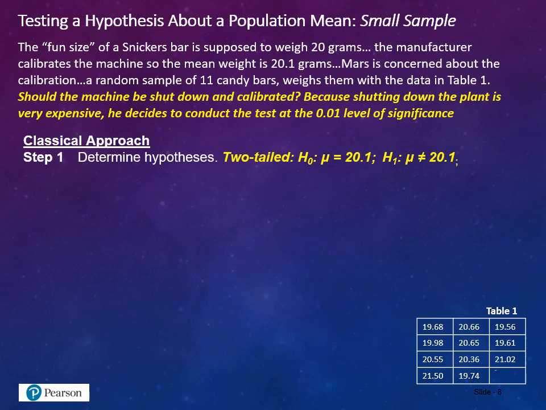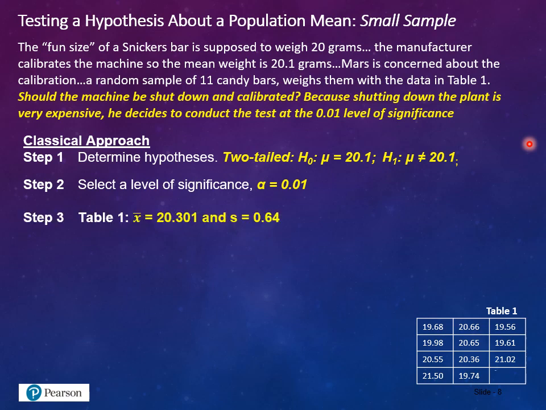Remember, the first step is to determine the hypothesis. And of course, the null is that the average is 20.1 grams, and because we're looking for any difference, our alternate hypothesis is that the mean doesn't equal 20.1. So this is again another two-tailed hypothesis, and our next point is to select the level of significance. This was given in the problem at 0.01. And so we've got some calculations to do.